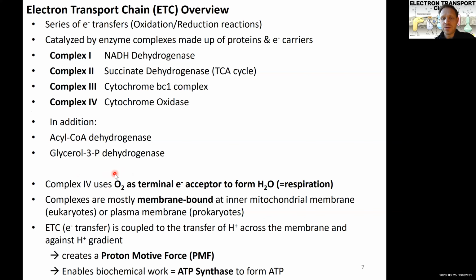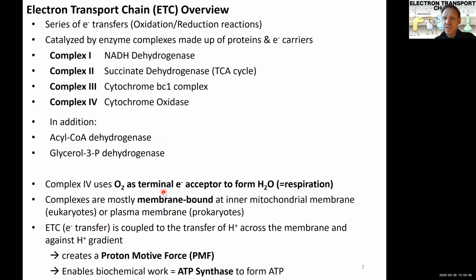Another important aspect to think about when we want to talk about the ETC is that these complexes are, for the largest part, membrane bound. And they're bound at the inner mitochondrial membrane when we talk about eukaryotes, and they're bound to the plasma membrane when we talk about prokaryotes. The examples I'll be using today will focus on the eukaryotes. The biochemical principles are essentially the same, but we want to focus here on the mitochondrial membrane for the purpose of this class.